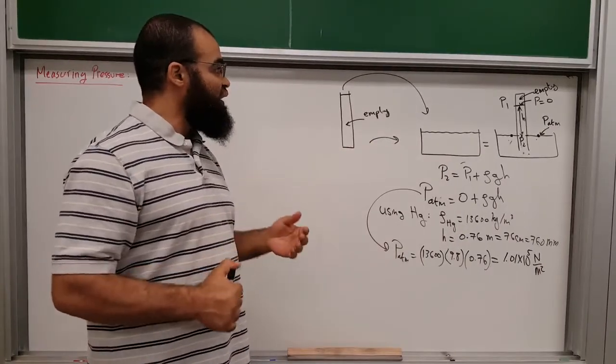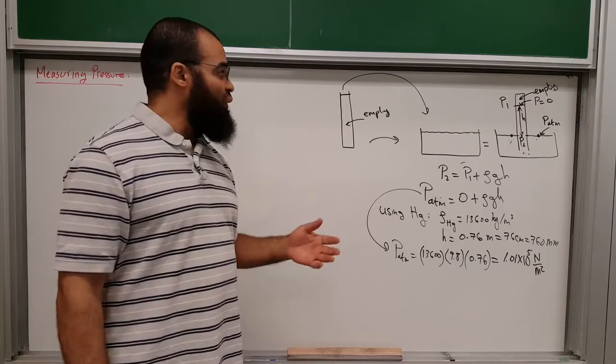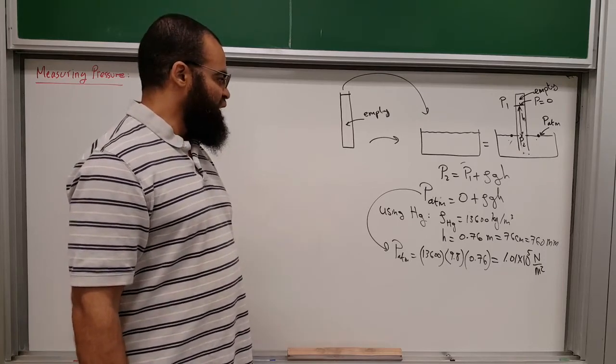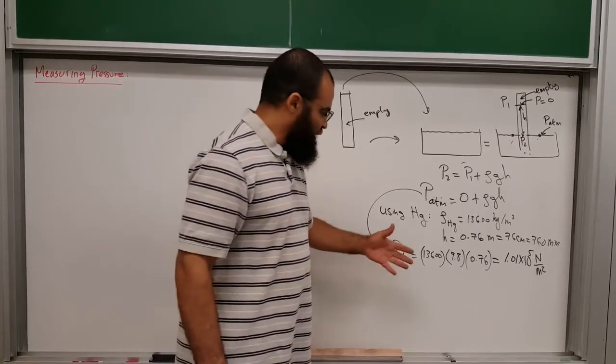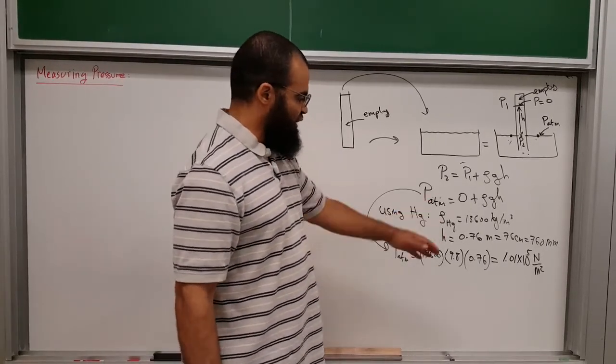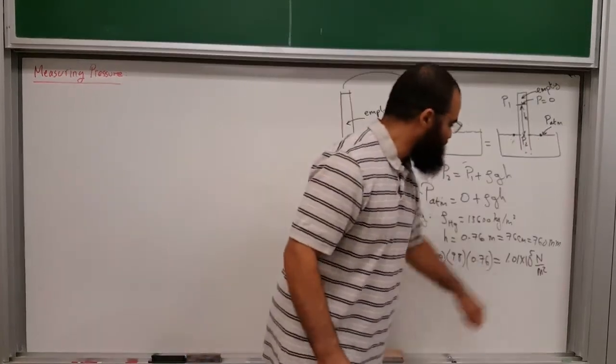So now you have an apparatus that can reliably measure pressure, and measure the atmospheric pressure. There are better ways to do it, but that's what it is. Now, so now we know what the atmospheric pressure is. We know how to measure it. It's 1.01 times 10 to the 5th.